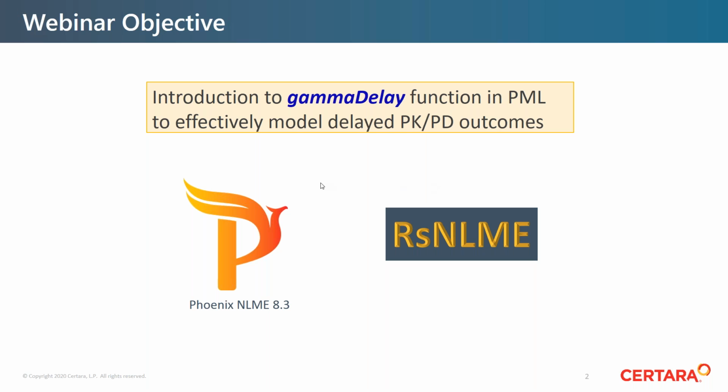The objective of this webinar is to introduce the gammaDelay function that was recently implemented in PML to model delayed outcomes through gamma-distributed delay. PML is a pharmacometric modeling language behind the Phoenix NLME. It's also the modeling language behind our new product, NLME. So the gammaDelay function can be used for both products.